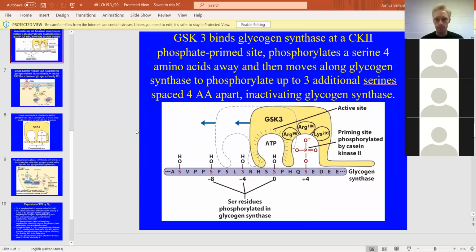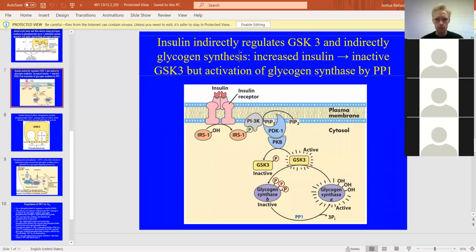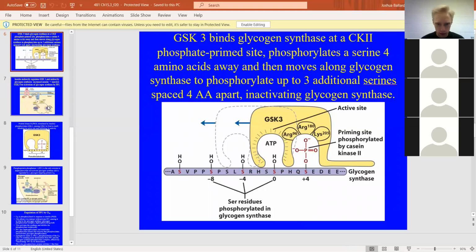And then, I don't know how much, let me double check with GSK3. This is another enzyme that insulin regulates, GSK3. So it indirectly regulates that. GSK3, let's see, do we need to know about that one?